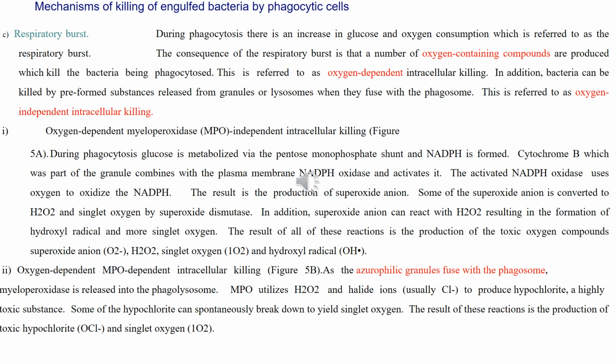Oxygen-dependent myeloperoxidase-dependent intracellular killing. As the azurophilic granules fuse with the phagosome, myeloperoxidase is released into the phagolysosome. Myeloperoxidase utilizes hydrogen peroxide and halide ions, usually chloride, to produce hypochlorite, a highly toxic substance. Some of the hypochlorite can spontaneously break down to yield singlet oxygen. The result of these reactions is the production of toxic hypochlorite and singlet oxygen. All these are what we call reactive oxygen species.